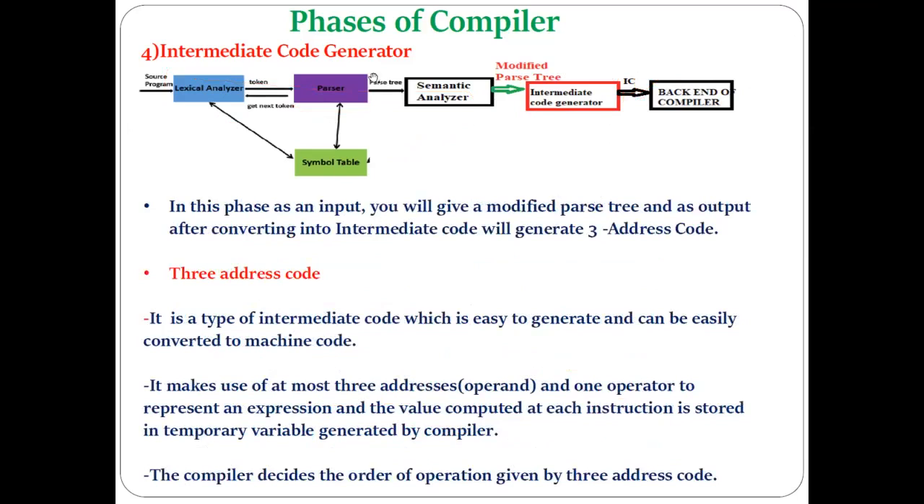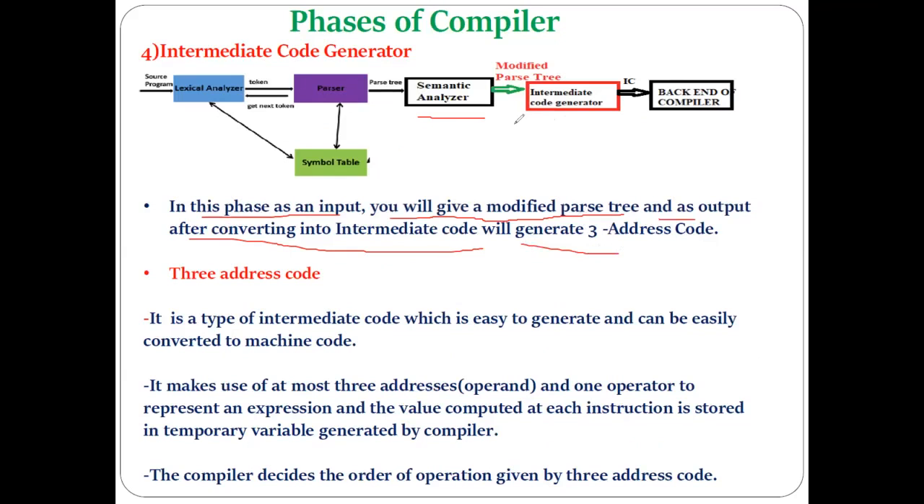So here I have mentioned, in this phase, that is the intermediate code generation phase, what input the intermediate code generator gets. The intermediate code generator gets the input from the previous phase of the compiler, that is the semantic analyzer. So in this phase, as an input, the compiler will give the modified parse tree, and as an output, after converting it to the intermediate code, it will generate the three address code.